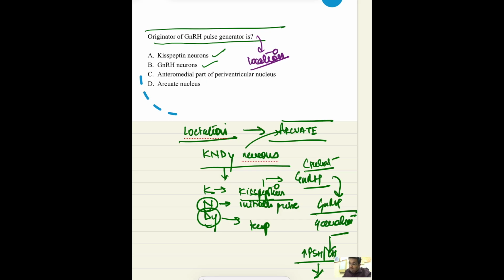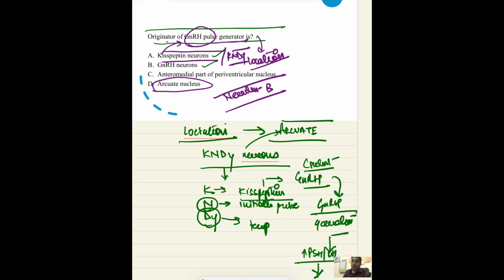So according to my assessment, if they had asked the location, then the answer would have been arcuate nucleus. But since they are asking the originator of the pulse generator, and since neurokinin is not in the options, neurokinin B actually initiates the pulse, while the GnRH is directly stimulated by the kisspeptin neurons. Or a better option would have been KNDy neurons.